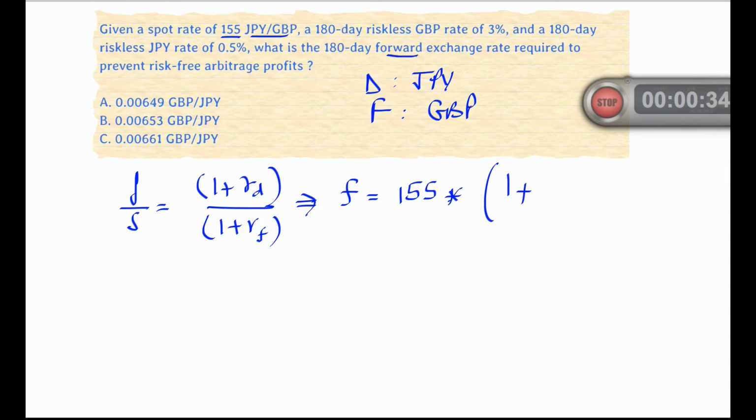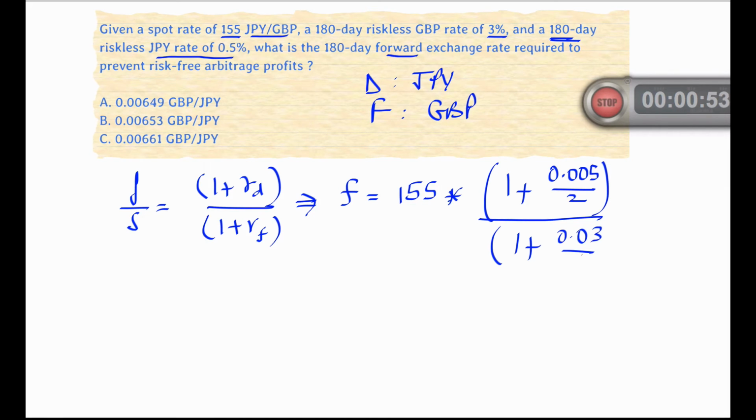But remember, it's over a 180-day period, which means we have to divide the given rate by 2. This uses the 360 convention. And if we get a 90-day rate, for instance, we would have divided this by 4. Similarly, the British rate is 3% divided by 2 because it's also a 180-day rate. So plugging this in, we get 153.09 yen per pound as our final answer. And of course, the options are in pounds per yen, so we just invert that. And we get our final answer, which corresponds to option B.